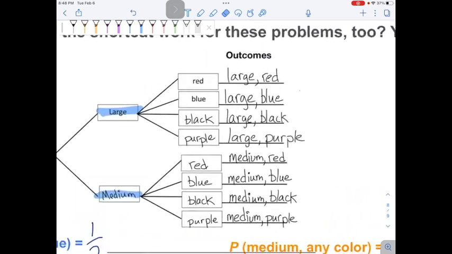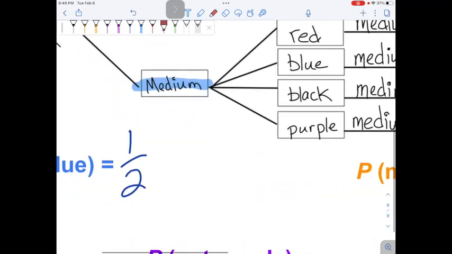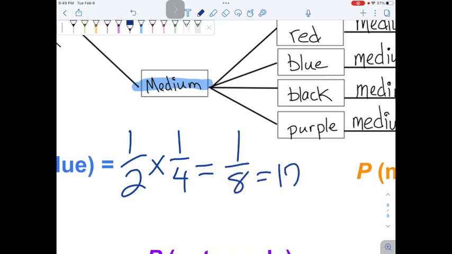What about blue? There are 4 options: red, blue, black, and purple. Out of those 4, how many are blue? 1. So that means this is going to be 1/2 times 1/4. We just got this answer. That's 1/8, or 12.5%. Right?